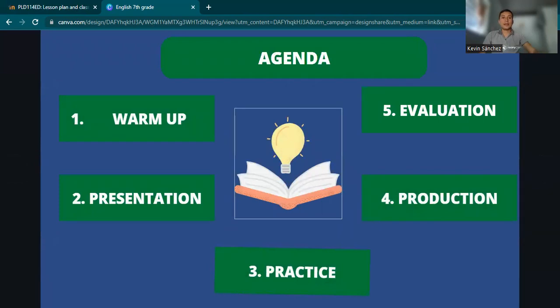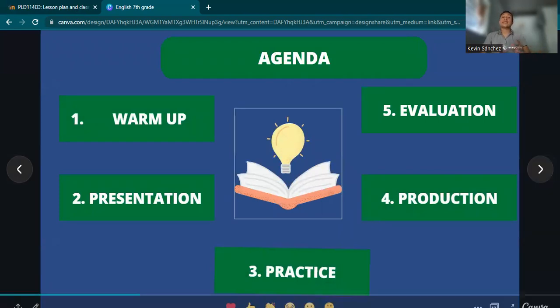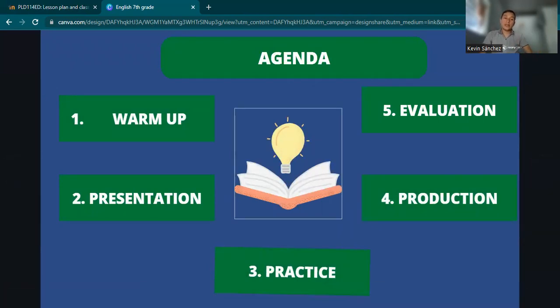Now this is the warm-up. Now this is the agenda. The first activity that we are going to take place in our class is the warm-up activity. We are going to play a game which is called Going on a Picnic. Then we have the presentation. Then we have the practice time. Then we have the production. And last but not least, we have the evaluation.